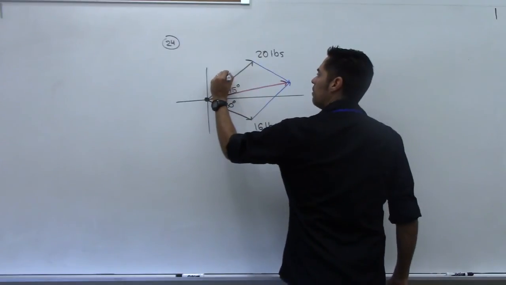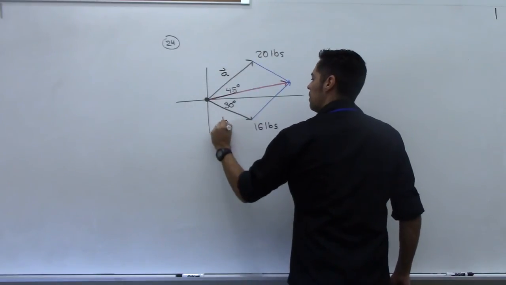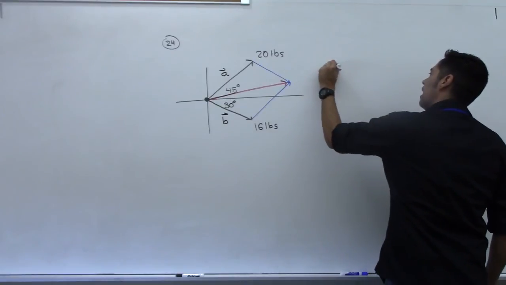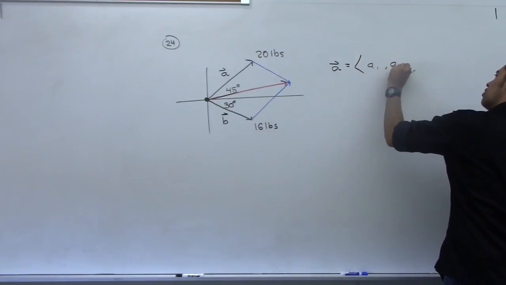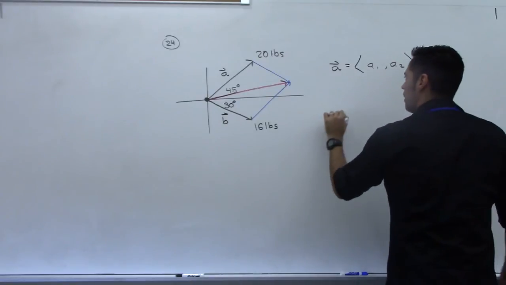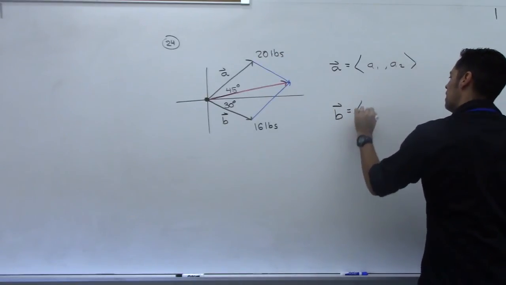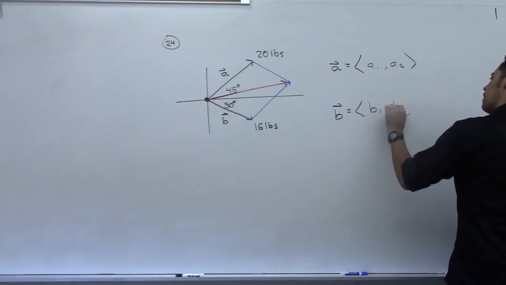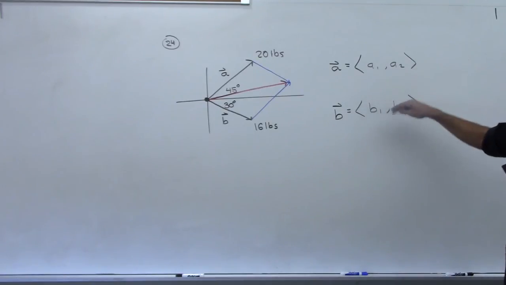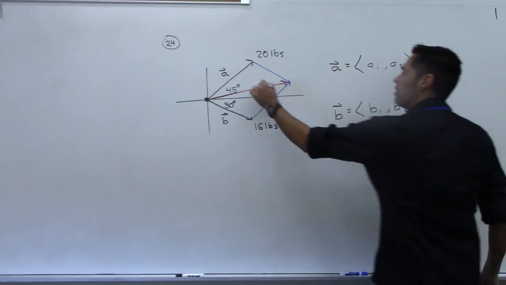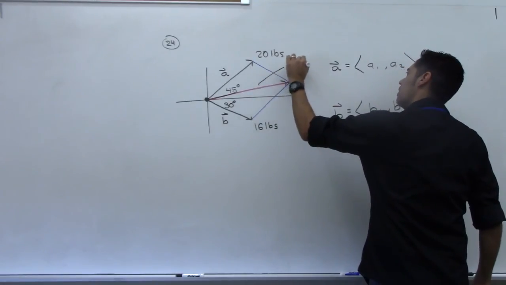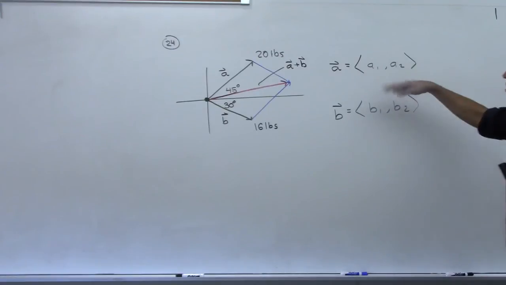So I'm going to call this vector A, this vector B. I would like to get A written in its component form, so I'll call it A1, A2. And then B, I need that in its component form too. If I can do that, then the red vector is going to be A plus B. Right, this vector right here is A plus B. And it'll be very easy to add these two together if I know what these two pieces are.